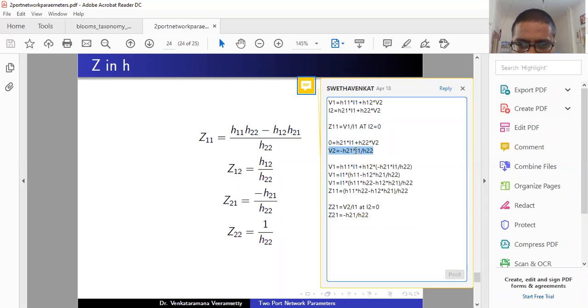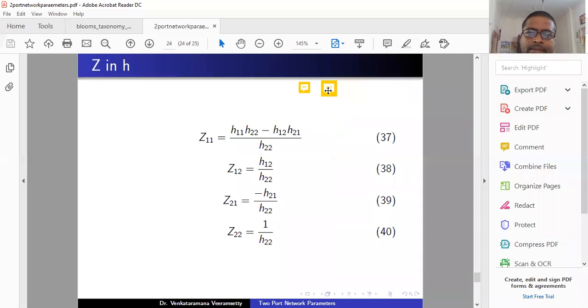So take this I1 toward the left hand side. So we have the V2 by I1. That's equal to what we have? Minus H21 divided by H22. So this one, minus H21 divided by H22, that's equal to Z21. So that's the relation for Z11 and Z21 in terms of the hybrid parameters. Now we will move to the derivation for the remaining two parameters, Z12 and Z22.